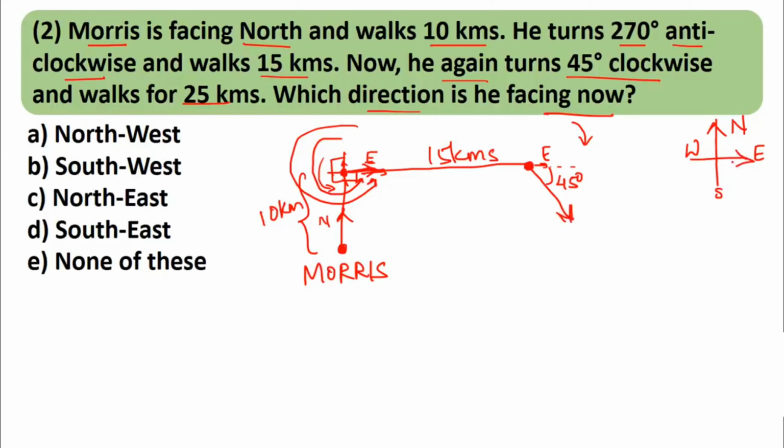Over here, if this is east, what is 45? This is 45, correct? Okay, so Morris turns 45 degrees, and what is this direction? This is nothing but southeast. So Morris is now facing towards southeast, and this is the answer. Moving to question number 3.